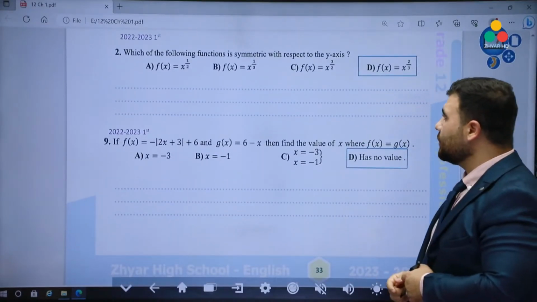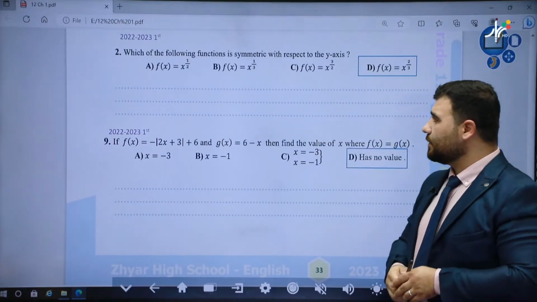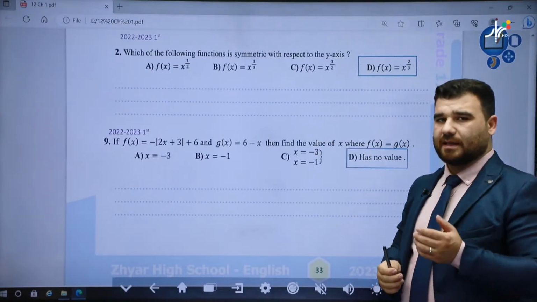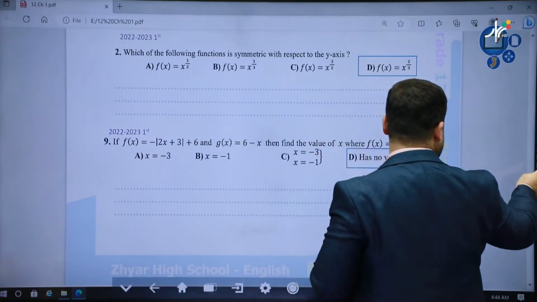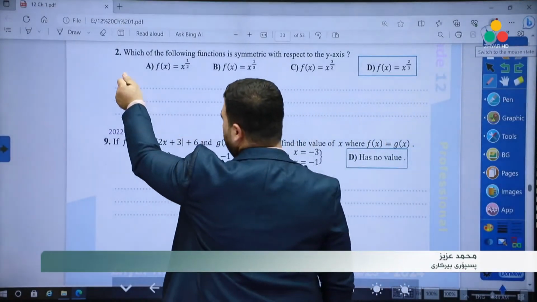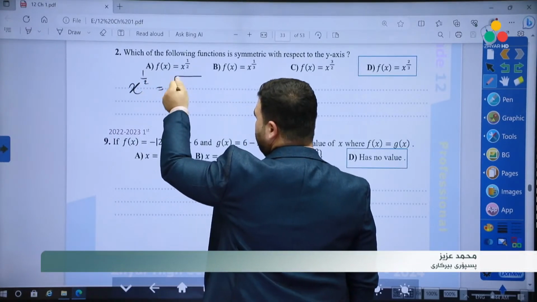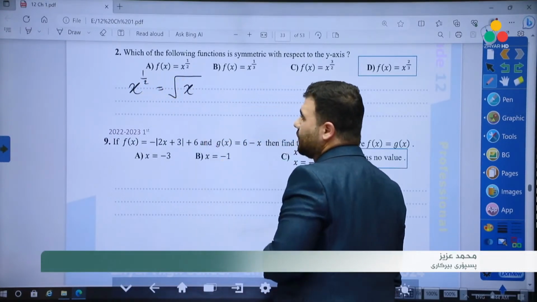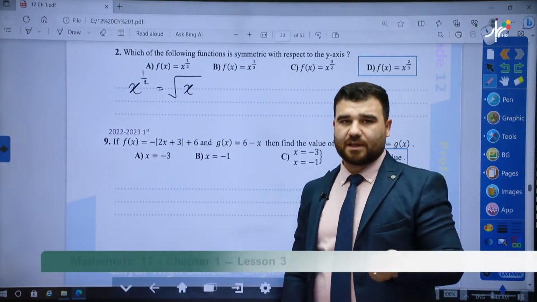Which of the following functions is symmetric with respect to y-axis? With respect to y-axis means even. X power 1 over 2. Memorize this. X power 1 over 2 is square root of x. And the graph of square root of x is neither. It's not even and it's not odd at the same time.